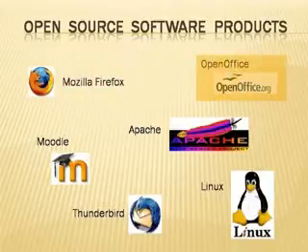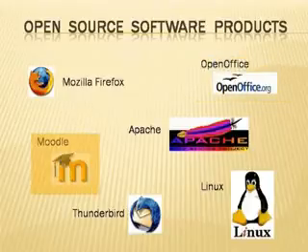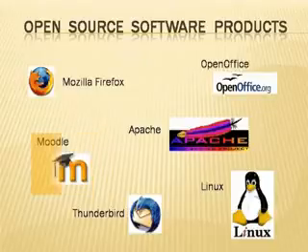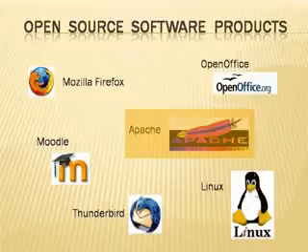OpenOffice is a competitor to Microsoft Office. It's a multi-platform and multilingual office suite and an open source project. It is compatible with all other major office suites, and the product is free to download, use, and distribute. Moodle is a virtual learning system. Apache is a web server program used in most web server computers and available for Windows as well as Linux and other Unix systems.